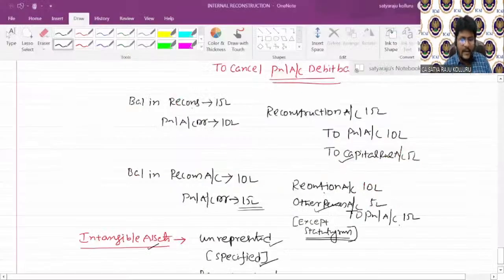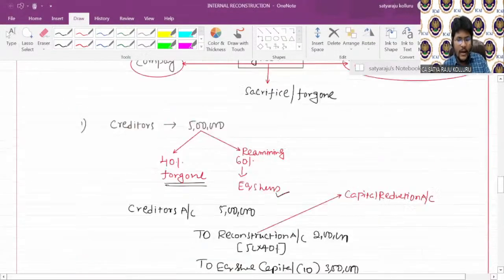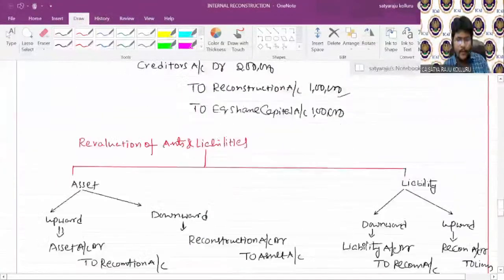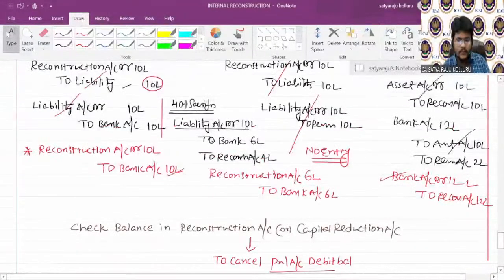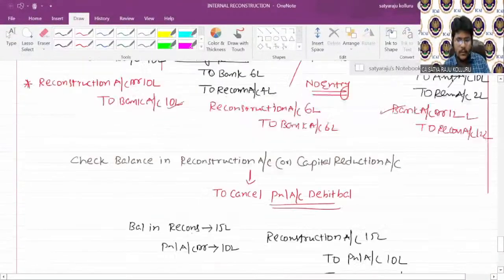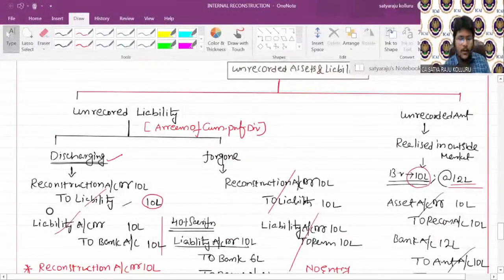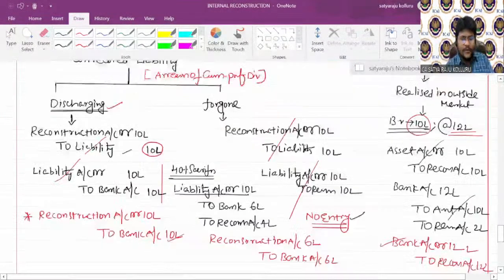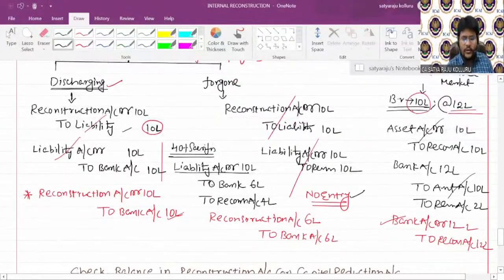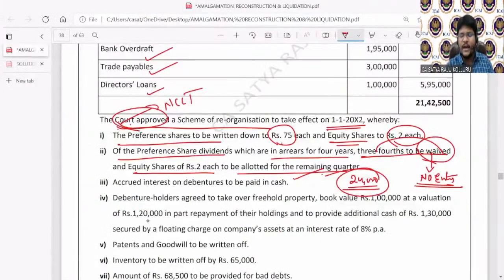Tell me guys, here we passed the entry reconstruction account debit to cash account, right? Where is it? Here. Sir, if it is foregone, then there is no entry. If it is discharged, the entry is reconstruction account debit to bank account. If you paid cash, then to bank. If you issued equity shares, reconstruction account debit to equity share capital account to the extent of 24,000.